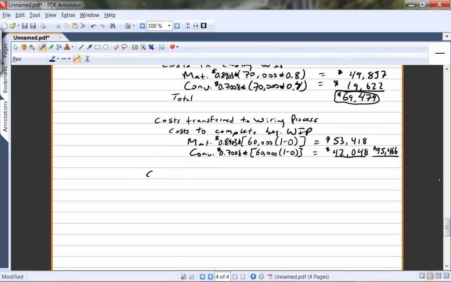And then finally the costs of units started and completed, first for materials, then for conversion. How many units do we start and complete? It's the same old number here, 510, the units that we started minus the units that are left at the end. How much does it cost us to complete each one of these units? For materials, 0.8903 per unit. For conversion, 0.7008 per unit.